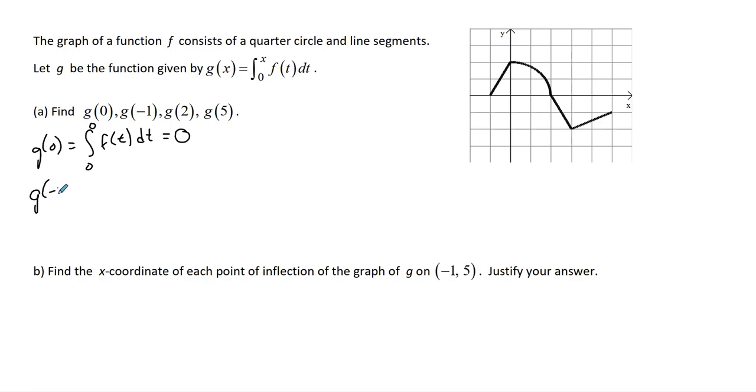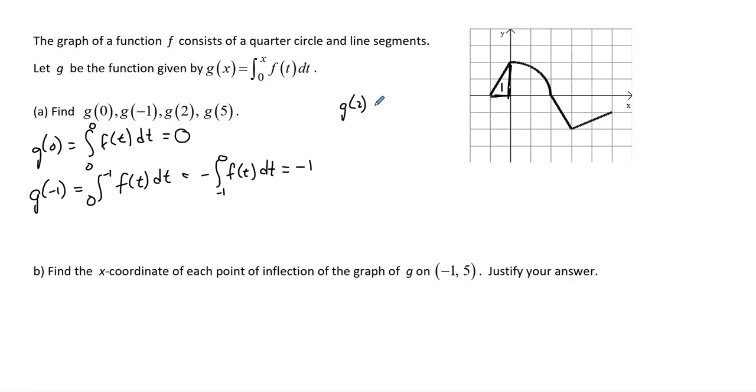g of negative 1 is equal to the integral from 0 to negative 1 of f of t dt, which is equal to negative, because that's on top, so it's negative the integral from negative 1 to 0 of f of t dt. What that means is from negative 1 to 0, I'm finding the area of this triangle, which is 1, base times height divided by 2. But then I have a negative, so it's negative 1 out front.